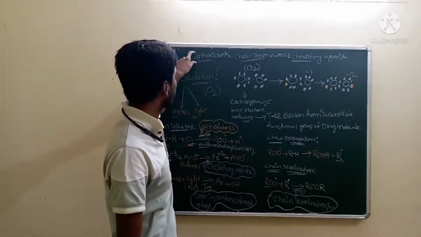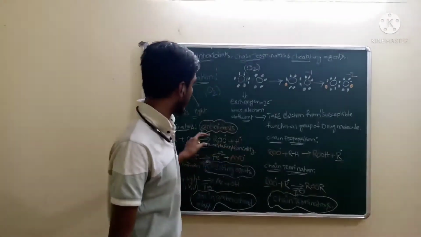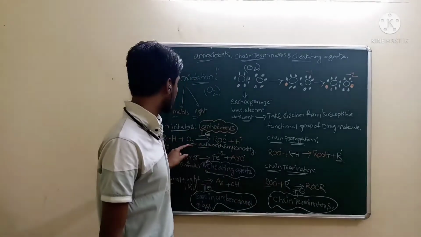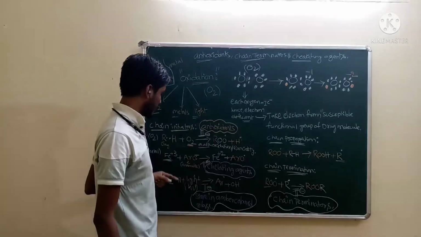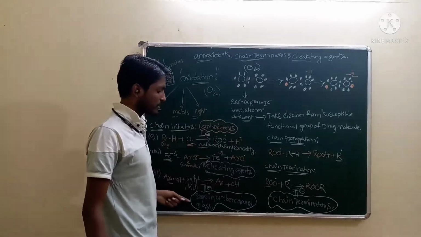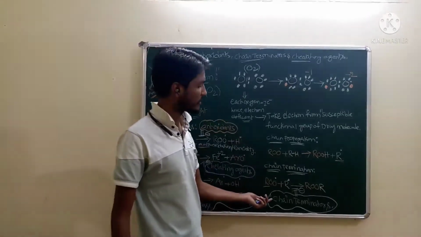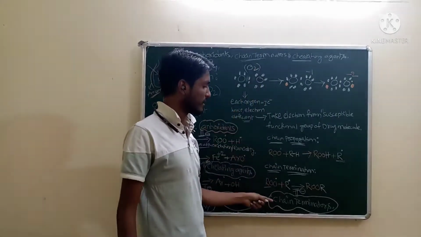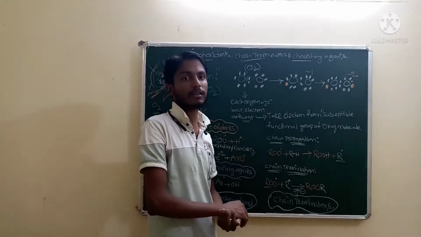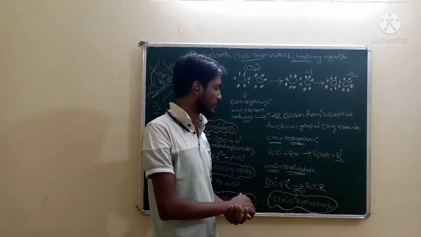This is about antioxidants and chain terminators. Antioxidants act on oxidation catalyzed by oxygen. Chelating agents act on metal catalyzed oxidation. For light catalyzed oxidation, the drug should be stored in amber colored glass. Next, chain terminators act in the chain termination step.